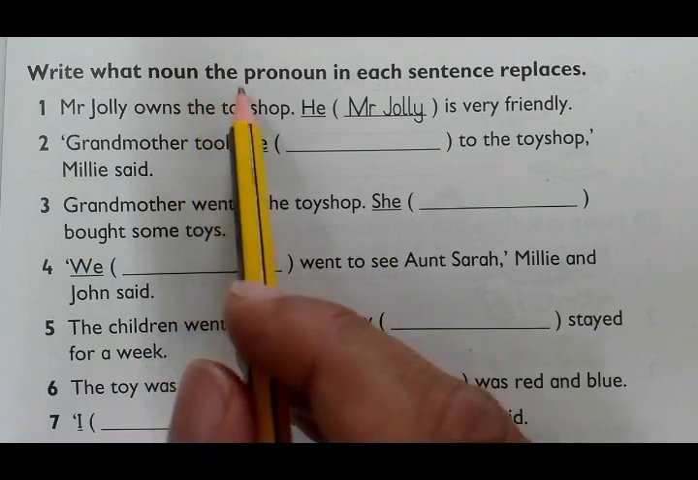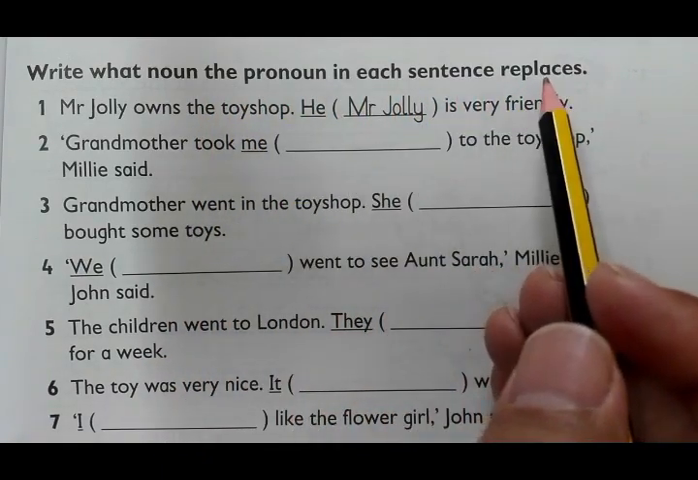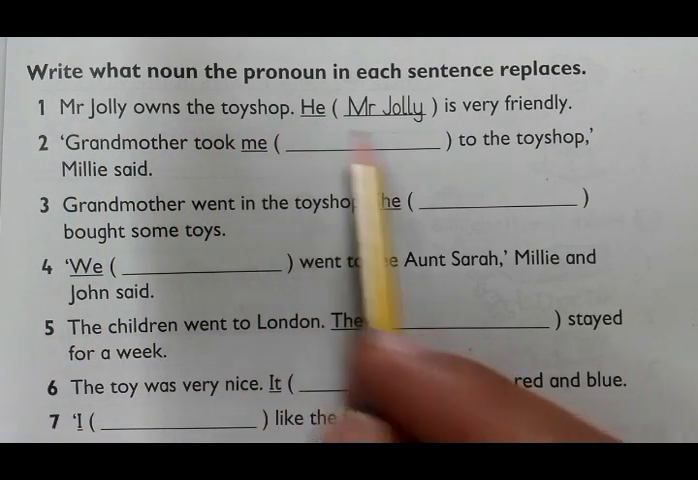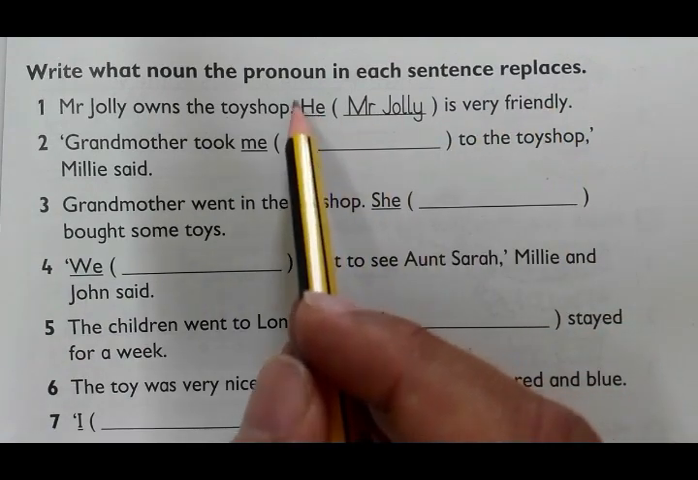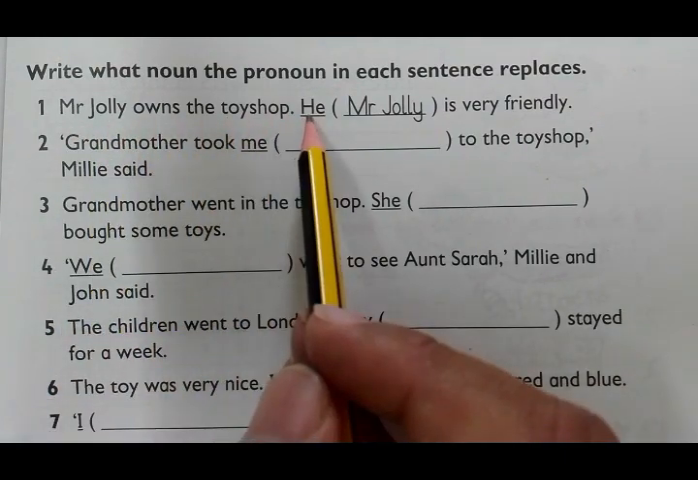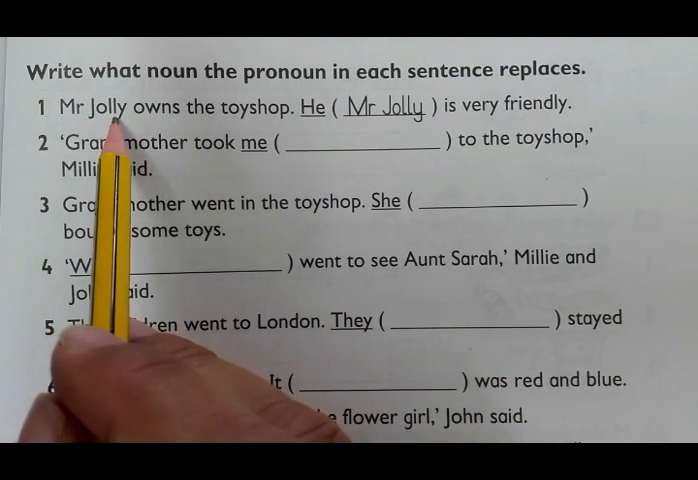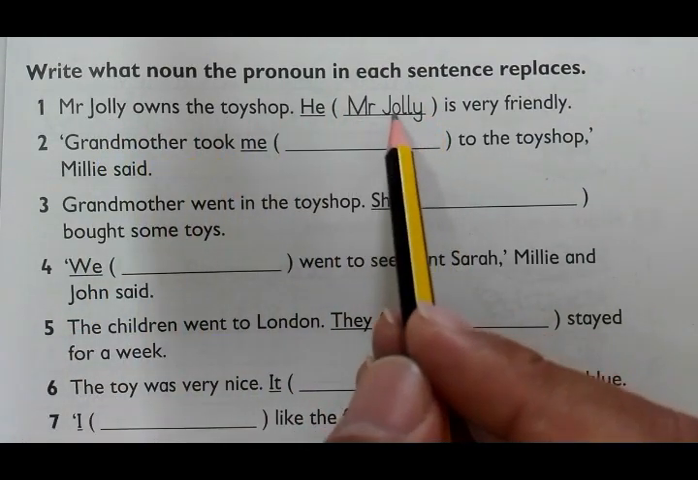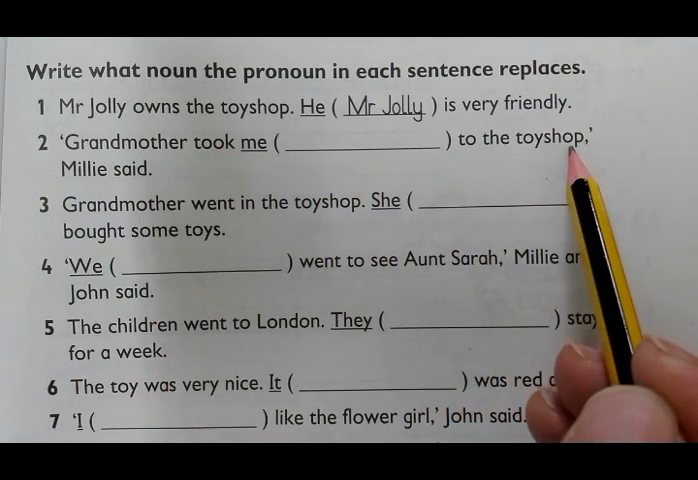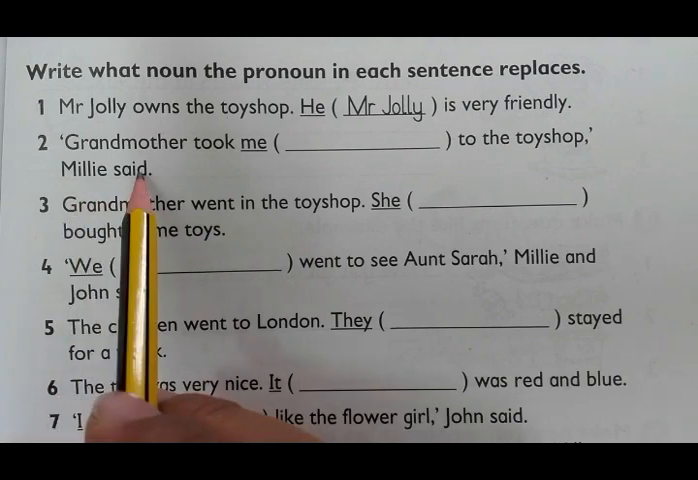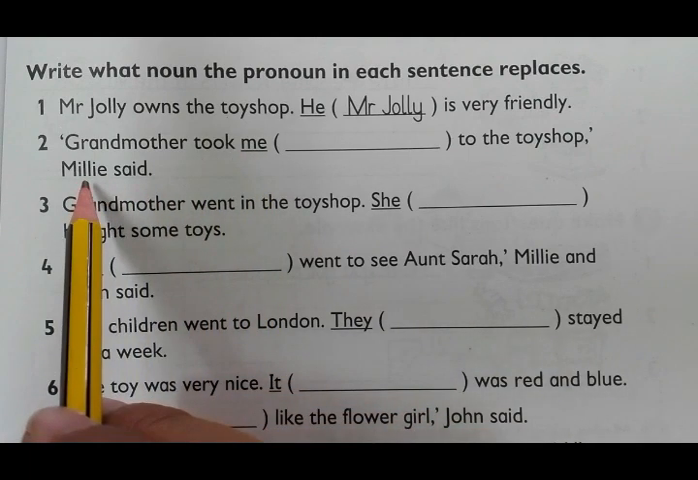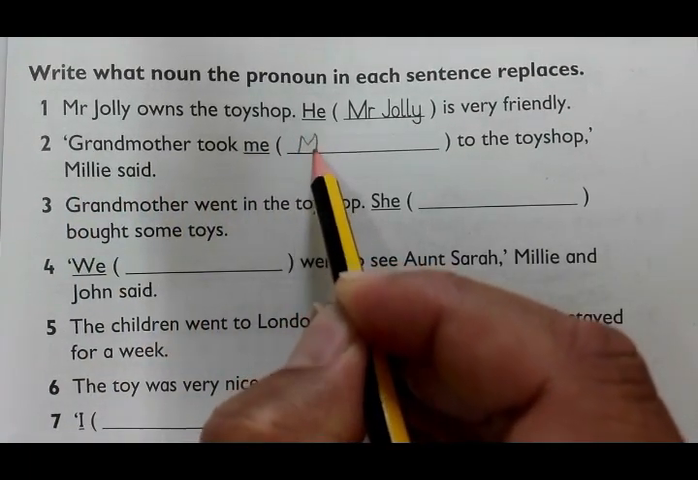Write what noun the pronoun in each sentence replaces. Number 1. Mr. Jolly owns the toy shop. He is very friendly. What does he mean? Here it refers to Mr. Jolly. This he represents Mr. Jolly. So we will write Mr. Jolly here. Number 2. Grandmother took me to the toy shop, Millie said. Millie is saying that grandmother took her. So this me is representing Millie. So we will write here Millie.